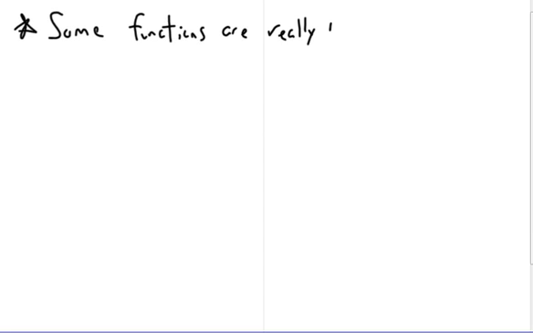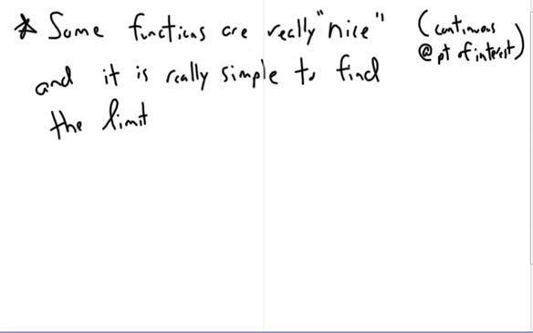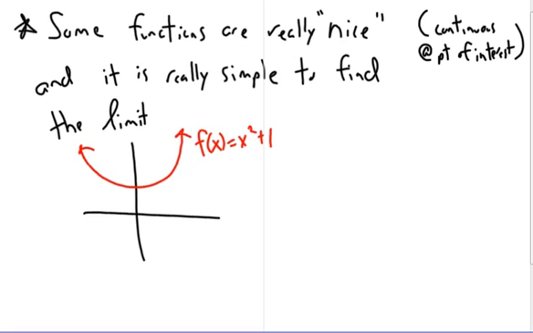So as it turns out, some functions are really nice. Sorry you can't see me doing the air quotes, but by nice I mean continuous at our point of interest. Now, we'll talk a little bit later about what it means for a function to be continuous at a point, but just roll with me on this. Some functions are really nice, and it is really simple to find the limit at a point or at many points or anywhere. So for instance, like this really hastily drawn function, f of x is x squared plus 1.